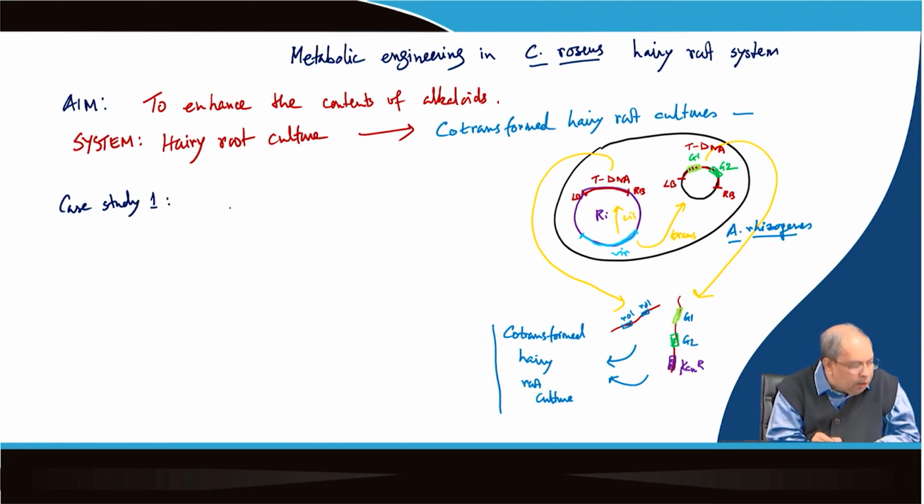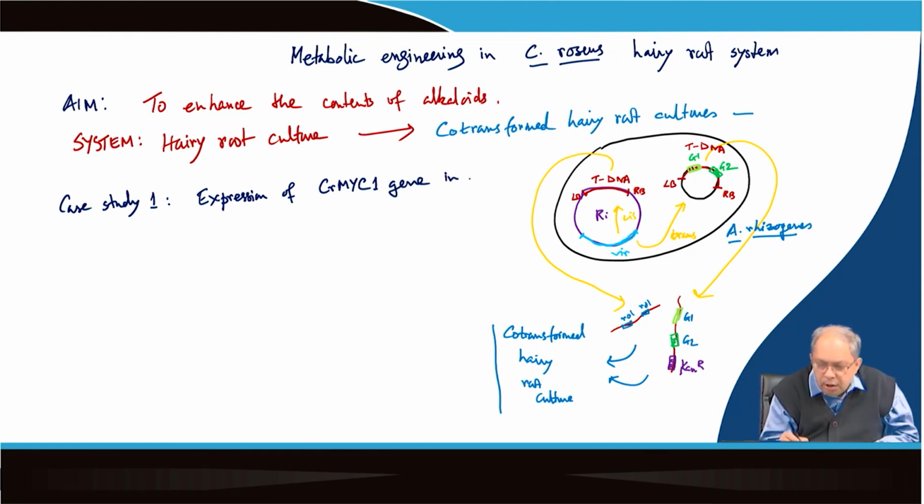where expression of CRMYC1 gene in hairy root culture. I use this small terminology. So, MYC1 is a transcription factor, MYC1, MYC2 that plays an important role. So, these are positive regulators.